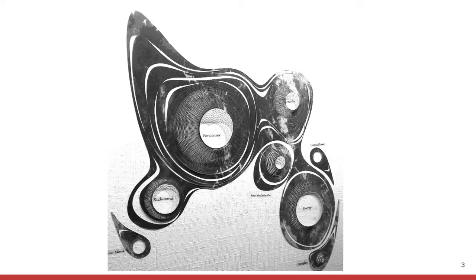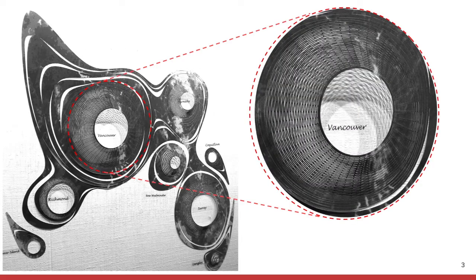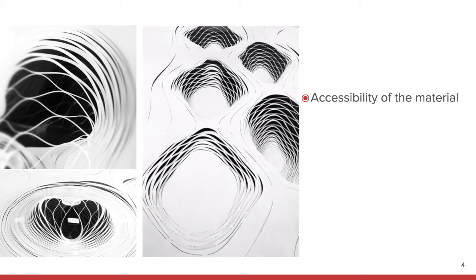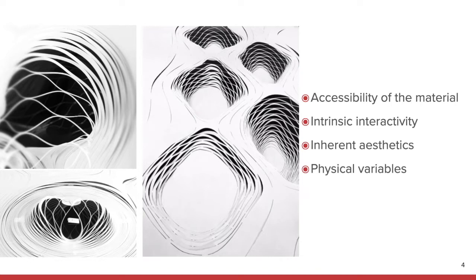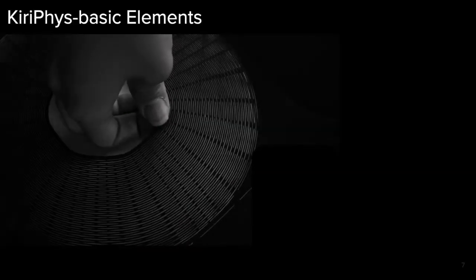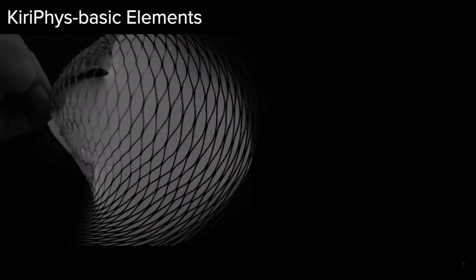Kirigami, the art of paper cutting, transforms sheets of paper into beautiful and complex three-dimensional structures. The accessibility of the material, the intrinsic interactivity, the inherent static, and the possible physical variables make kirigami well suited to information visualization. We name this type of data representation that emerges at the intersection of kirigami and data physicalization, Kirfiz.